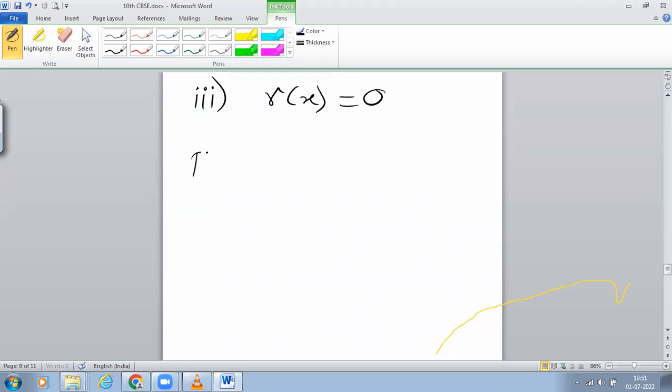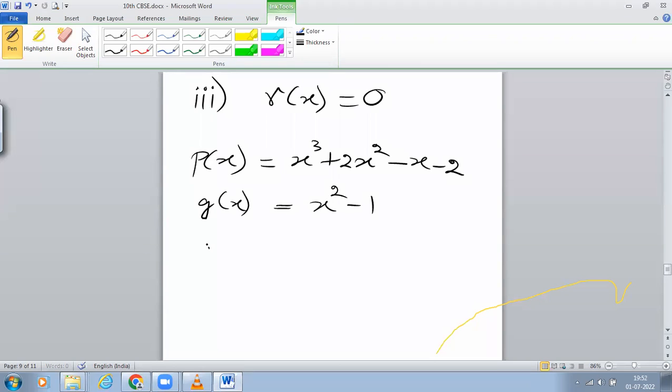For this, please write the dividend first. P of x is equal to x cube plus 2x square minus x minus 2. This is P of x, and g of x, that is the divisor, is equal to x square minus 1, and q of x is equal to x plus 2. Here r of x means remainder. We will get the remainder as 4. 4 is a constant number, right? It is a constant polynomial.